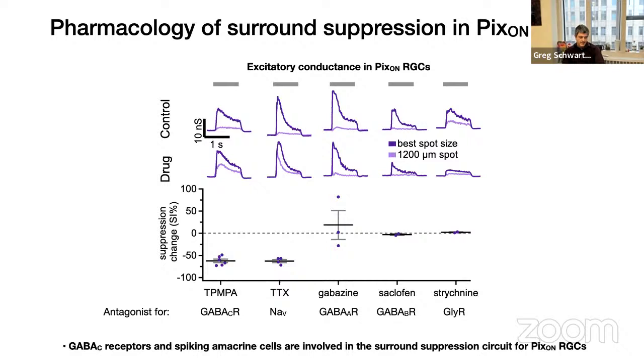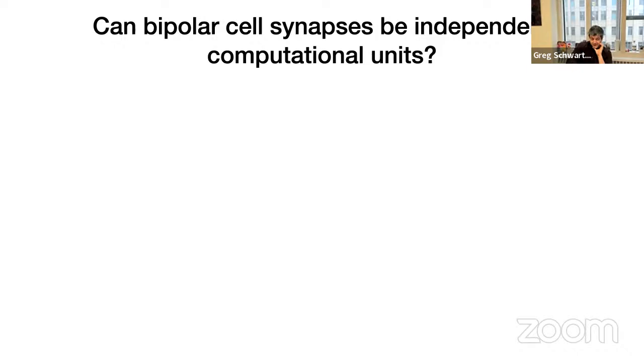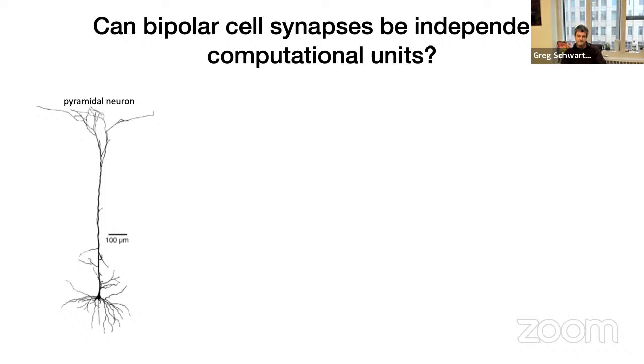Okay, but the fundamental question here is whether bipolar cell synapses can be the independent computational units. I said, what is the computational unit of the computation? What is the single unit of the computation is one of these core questions. So that's what I'm going to turn to now.